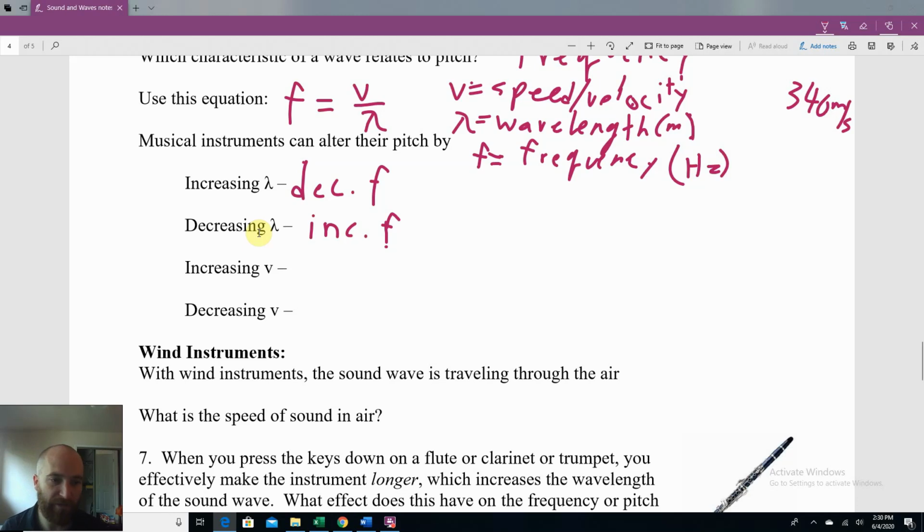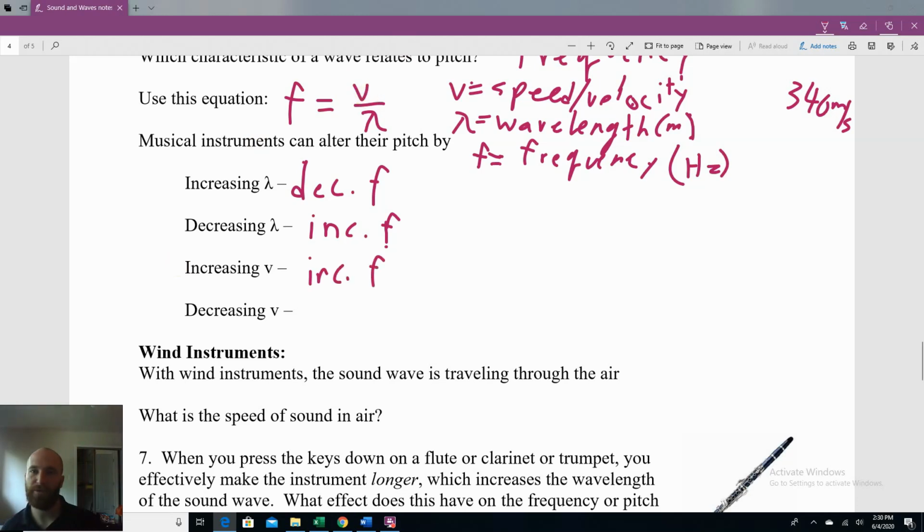Okay, increasing velocity. You can't change the speed of sound in air without changing the air itself. But you can change the nature of the instrument, and that would affect how fast the waves move through the instrument. A nice example of that is a guitar. When you tighten the little knobs at the top of the guitar to tune it, you change how fast the wave moves through the string. If you make them move very fast, if you increase the speed, well, look on the top here. If you make this number larger, then you increase the frequency.